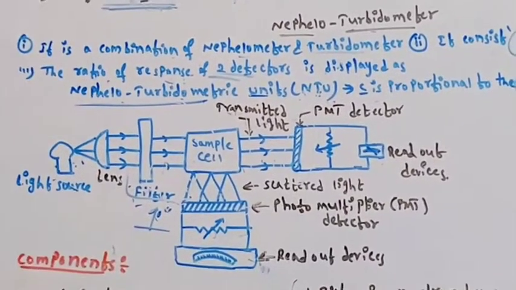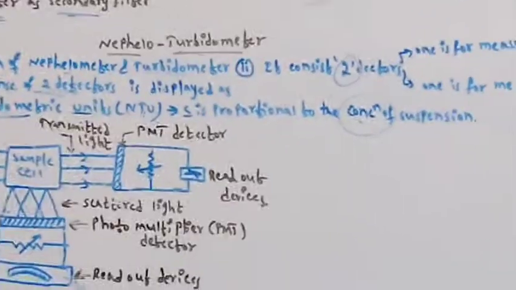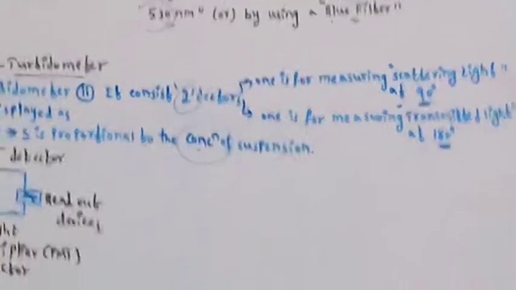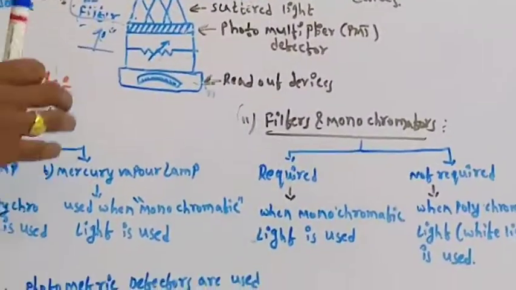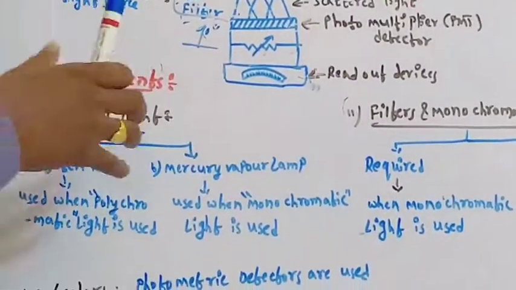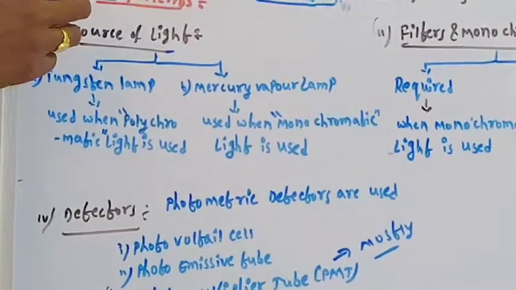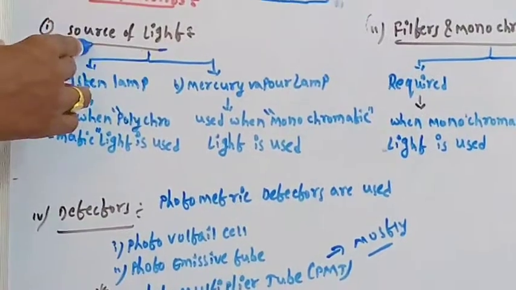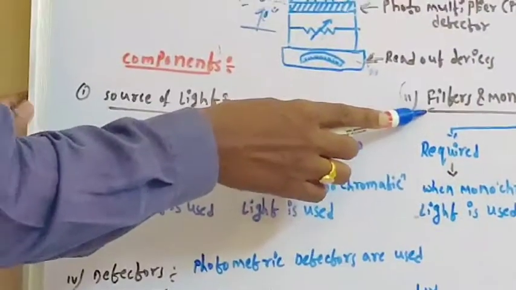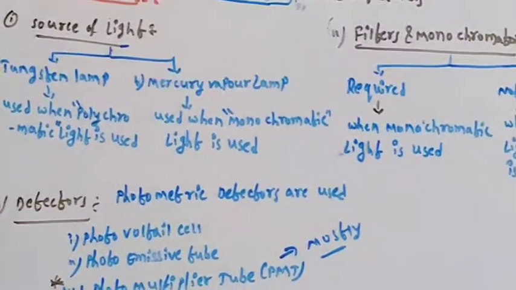Here I have given some discussion about the components of the nephelometer and nepheloturbidometer. As I told you, there are mainly 4 components: first, source of light; second, filters or monochromator; then the sample cell; and the fourth one, detectors. These 4 components are important in nephelometry and turbidometry.